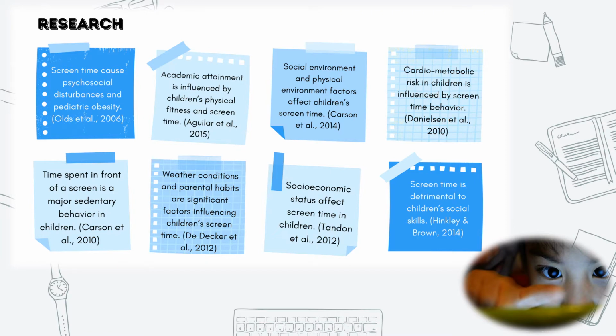Previous studies have shown that screen time is a major sedentary behavior in children which adversely affects their social and physical health, causing obesity and social skill impairment. These are often influenced by the behavior and habits of the family members, particularly the parents of the child. So, parents there, watch out.